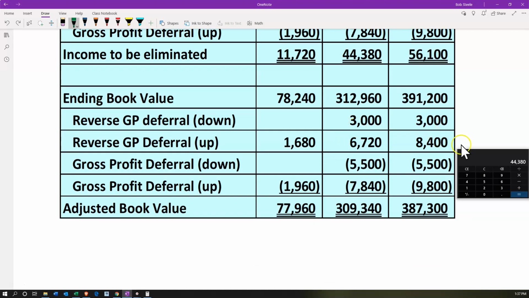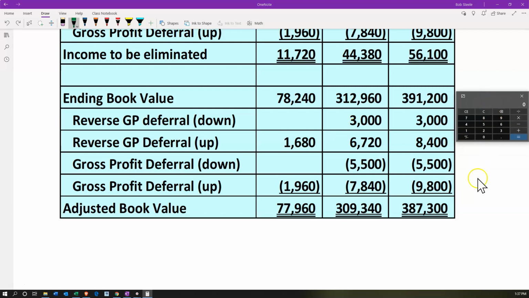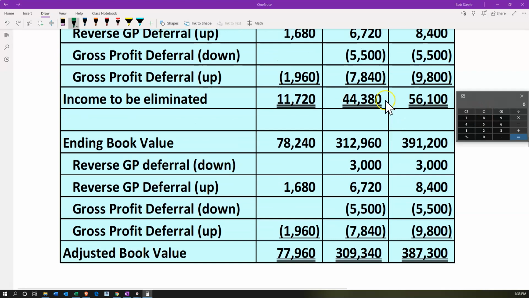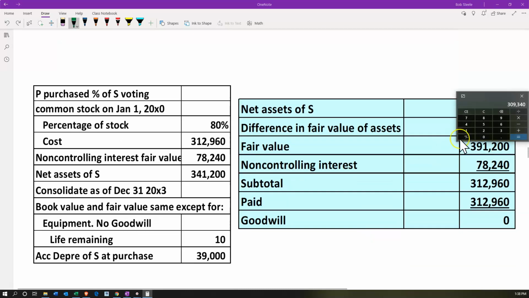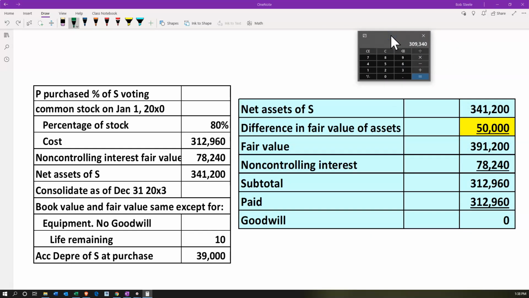We're just going to populate it with the same information, and then we're going to say, all right, here's the net assets before, 391.2, and then plus 3,000 plus the 8,400 minus 5,500 minus the 9,800. There we have that, and so on and so forth. The breakout then for P was the 312,960 plus the 3,000 change, 6,720 minus 5,500 minus the 7,840, and that's going to be the 309,340.